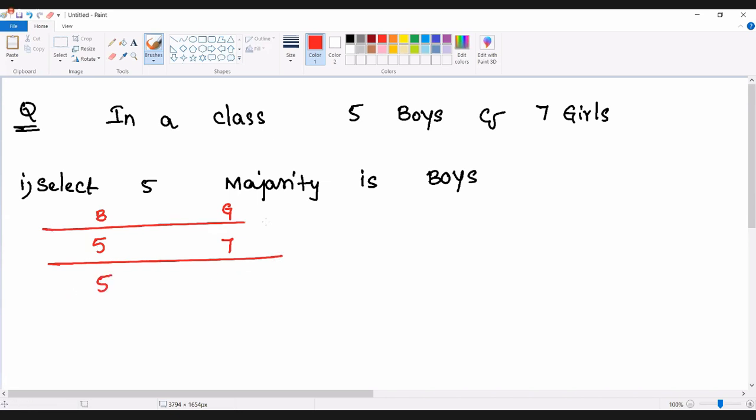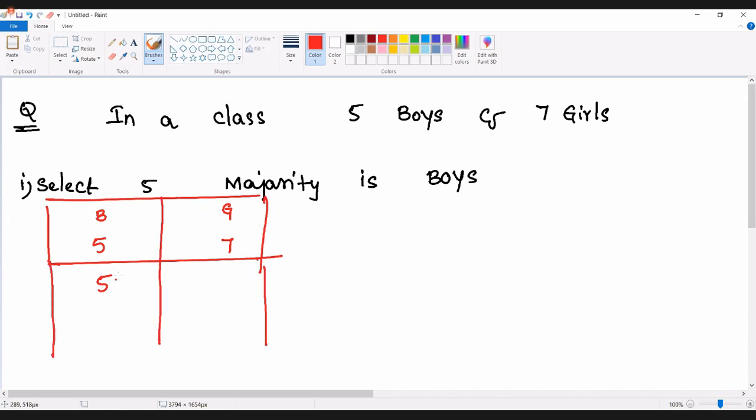Majority should be boys. That means out of the 5 boys, you can choose all 5 as boys and 0 girls, or you can choose 4 boys and 1 girl, or you can choose 3 boys and 2 girls. If you choose 2 boys and 3 girls, that will spoil the condition of majority. So the possible cases are these three, and we can proceed forward with these three conditions.